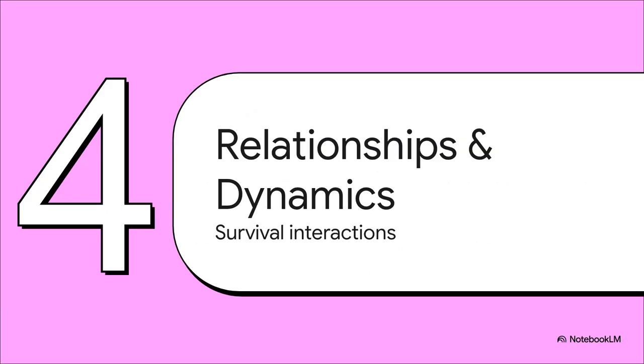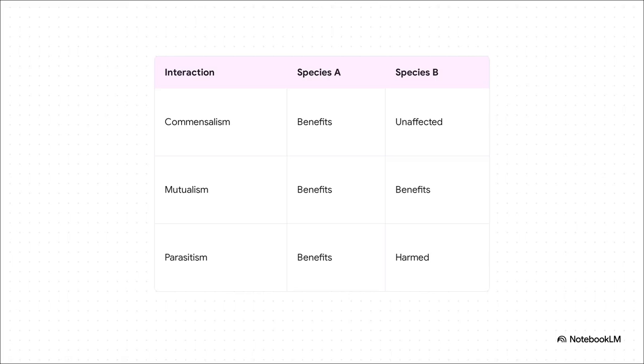Section 4, Relationships and Ecosystem Dynamics. Let's talk survival interactions. Let's pivot from the chemistry side of things to the social dynamics of the ecosystem. Organisms don't exist in a vacuum, right? To secure those highly limited resources we've been talking about, they have to navigate some really complex and sometimes ruthless relationships. This is symbiosis, which just means species living closely together.